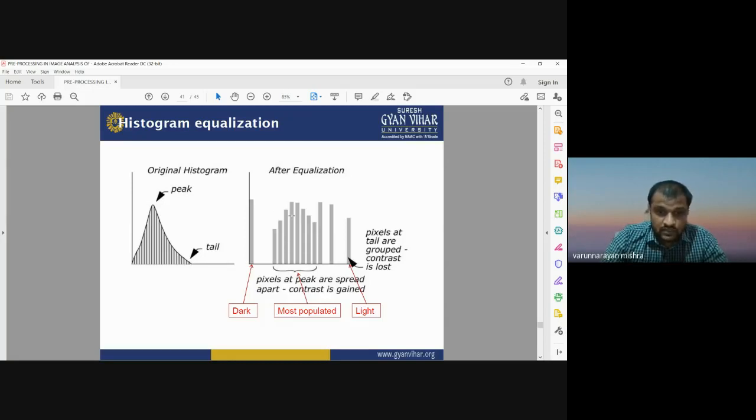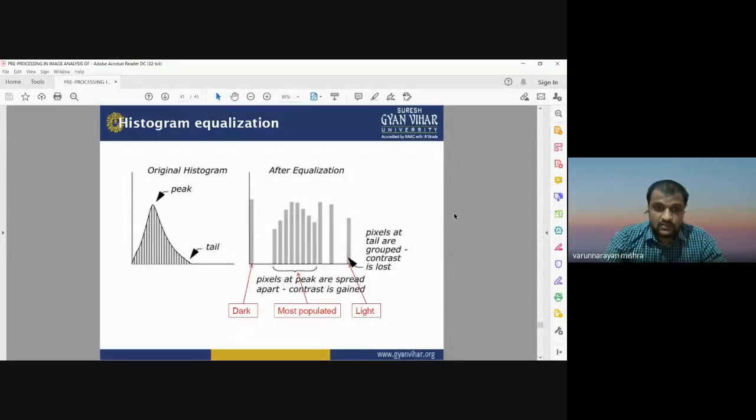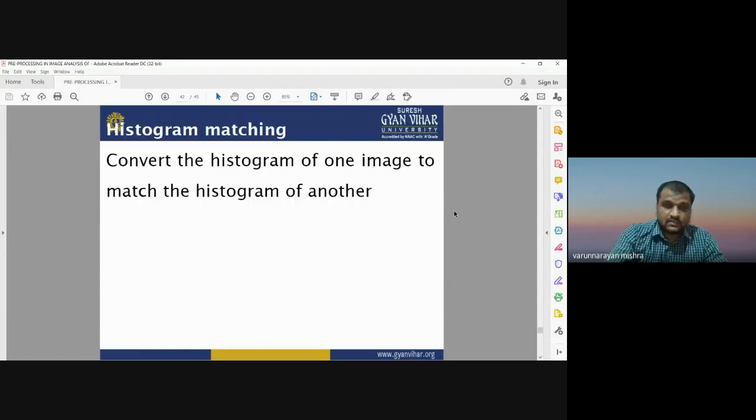So this is histogram equalization, meaning pixels are equally distributed over the radiometric range. The pixels at the peak are spread apart, where contrast is gained, and the pixels at the tails are grouped, where the contrast is lost. So most of the pixels in this range have a good spectral response, or you can say the contrast is gained in this range. This is histogram equalization.